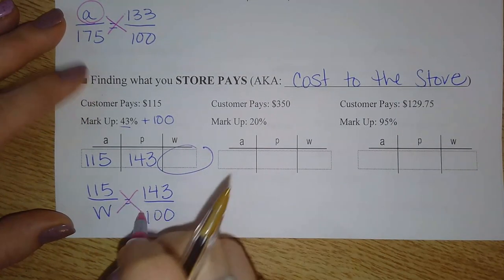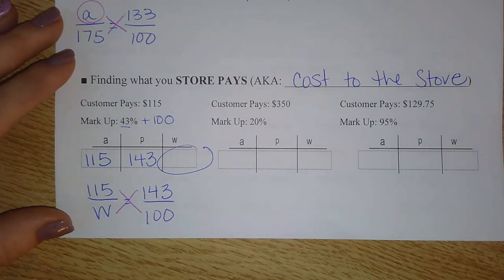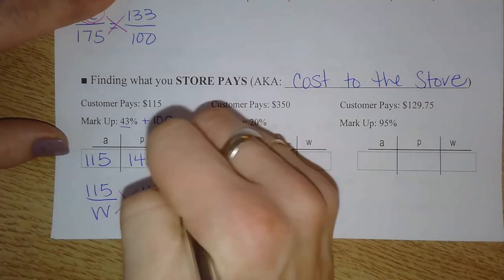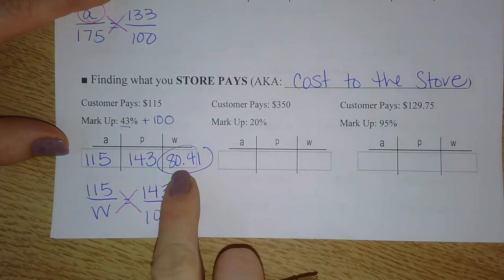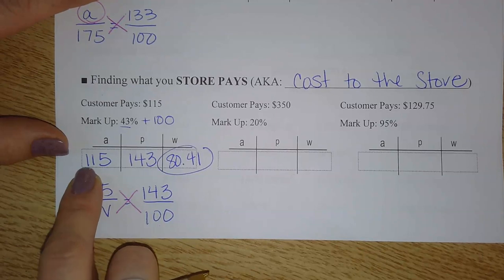Okay, cross multiply. So 115 times 100, and then divide that by 143. I'm going quickly through the cross multiplying here because I think we can do that part in our calculator. And I got 80.41. So does it make sense that the store paid $80 for something, marked it up an extra 43%, and charged the customer $115? Yeah, makes sense.